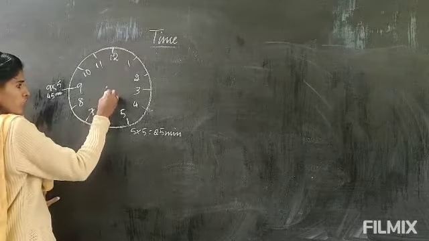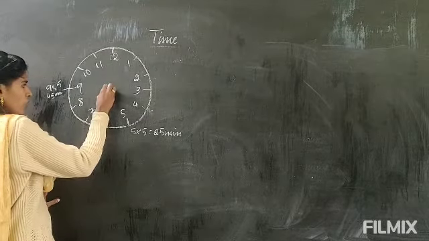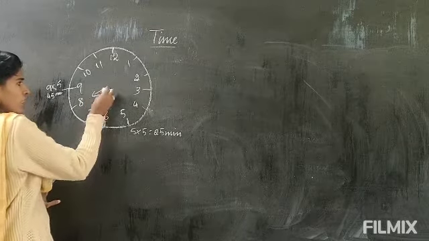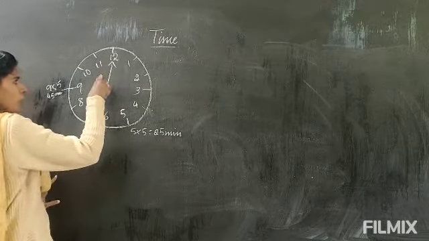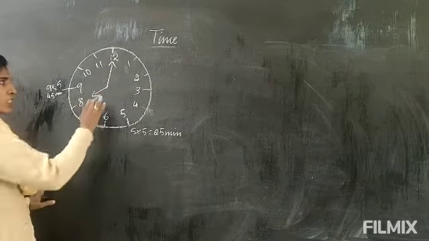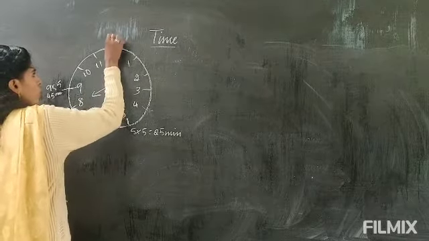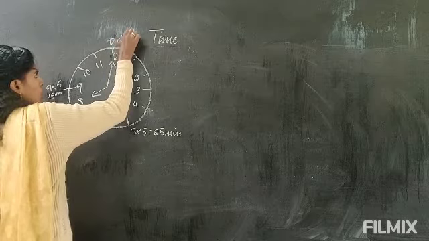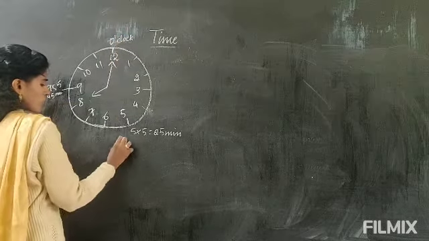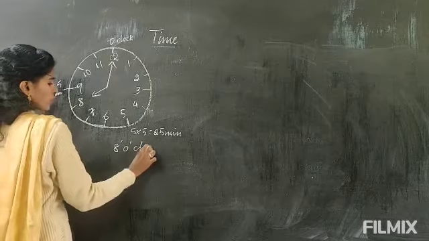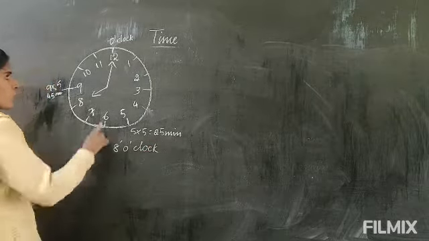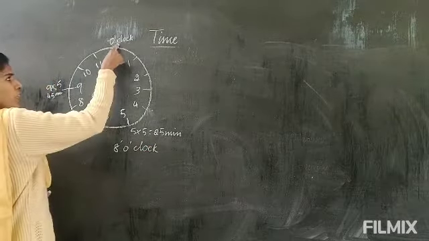Now suppose the hour hand is in 8 and the minute hand is in 12. We say it is 8 hours. When it is exactly 12, we say o'clock. That means it is 8 o'clock. When the minute hand is exactly in 12, we say o'clock.